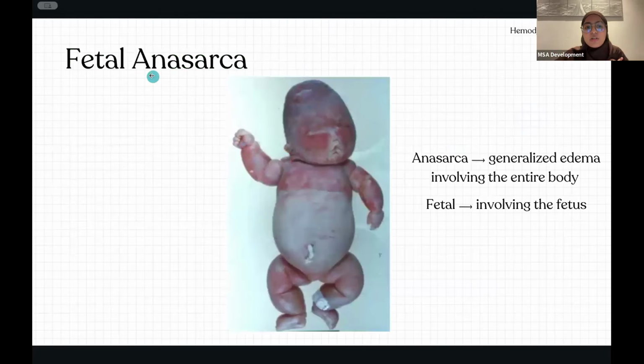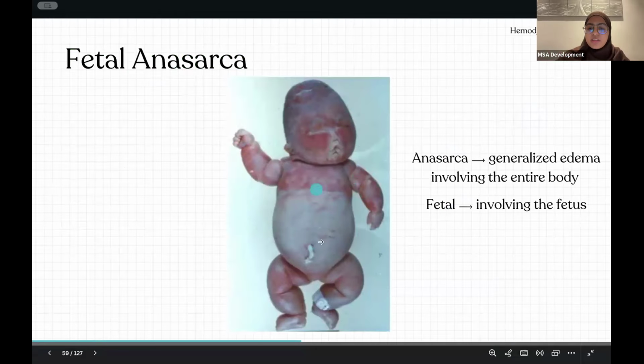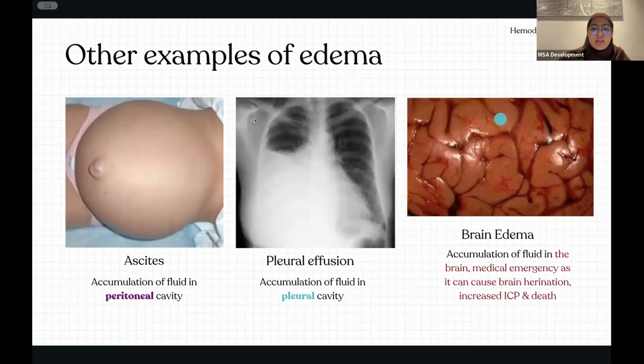Moving on to fetal anasarca. Anasarca means generalized edema all over the body, and fetal is fetus. So this is generalized edema of the whole body in a fetus. Now, these are other examples of edema. You have ascites, which is accumulation of fluid in the peritoneal cavity, pleural effusion, accumulation of fluid in the pleural cavity, and brain edema, which is accumulation of fluid in the brain.